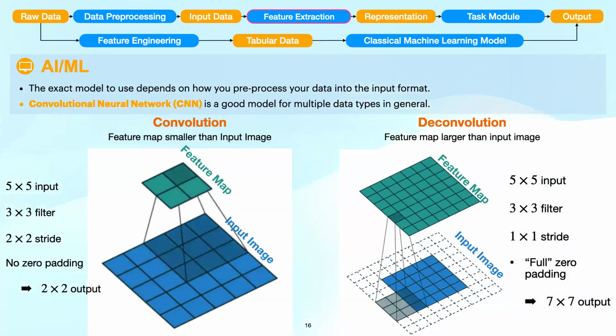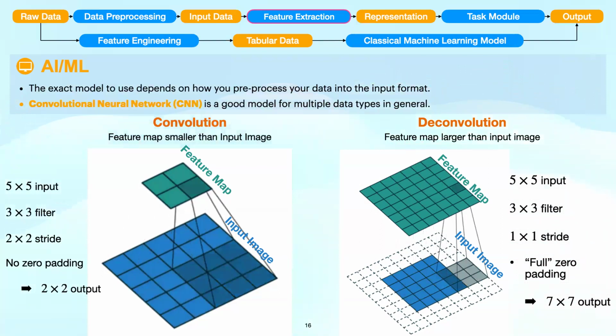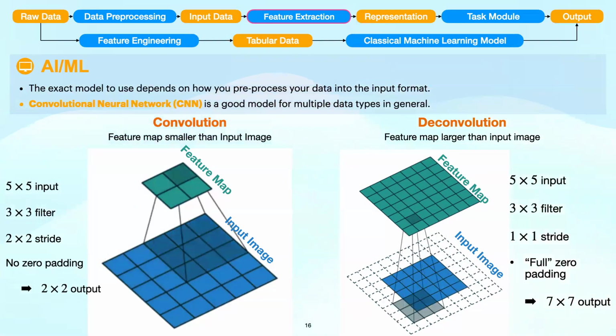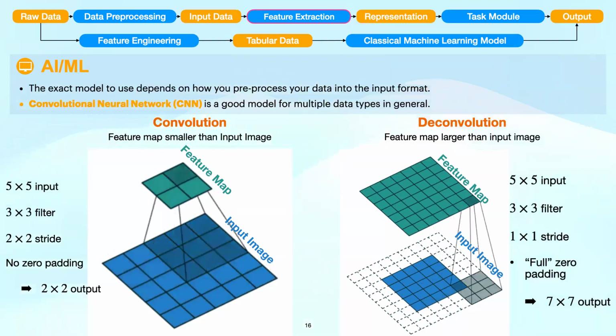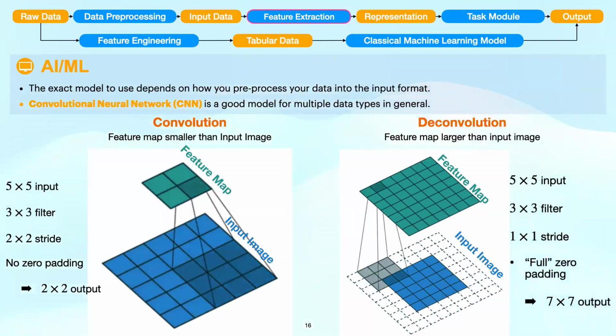But it's also possible to make your feature map larger than your input image. To do this, we do something called zero padding. So we add a lot of zeros to the circumference of your input images. And you can see in this case, your input is 5 times 5, but your output feature map is actually 7 times 7. So this procedure is what we call the deconvolution, because instead of making the feature map smaller, it's actually making the feature map larger.